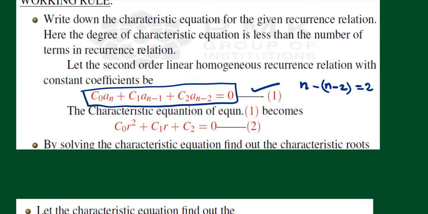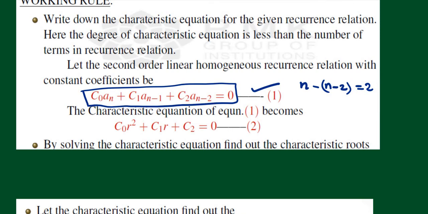After finding the degree, you can conclude the characteristic equation is a degree 2 polynomial. Now I am giving the idea to find the characteristic equation. I concluded the degree is 2, therefore I want to start with r square, because my characteristic equation has degree 2.